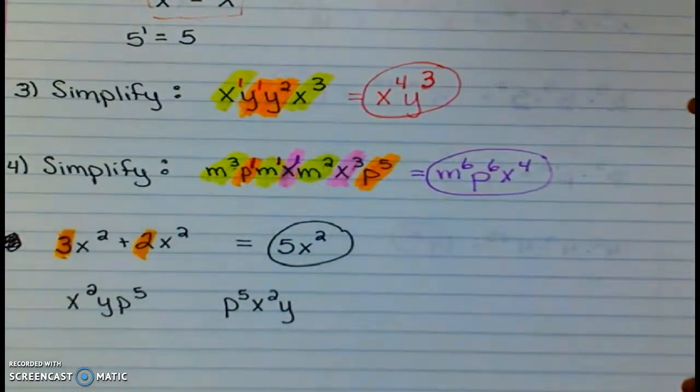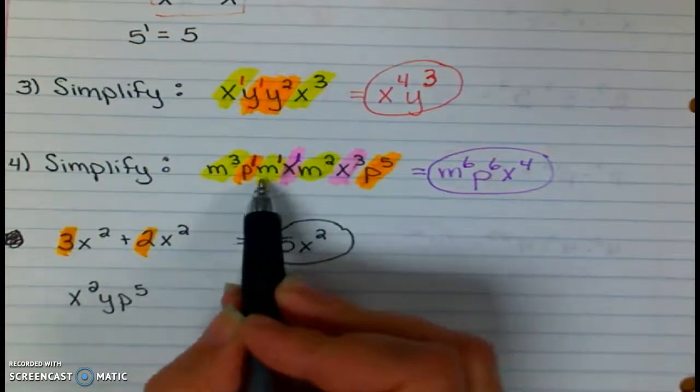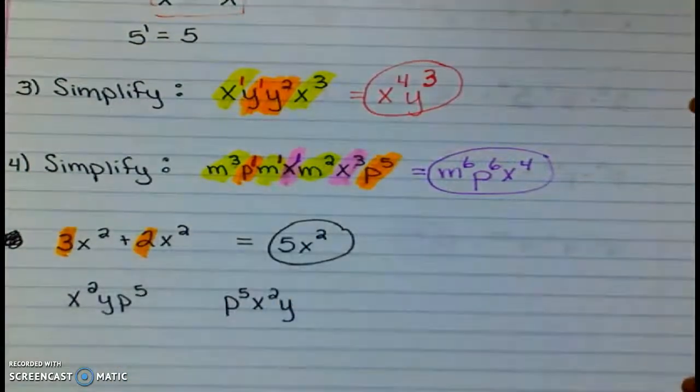Do not make it 5x to the 4th. We are not multiplying like bases like we are in the previous examples. All we are doing is adding like terms.